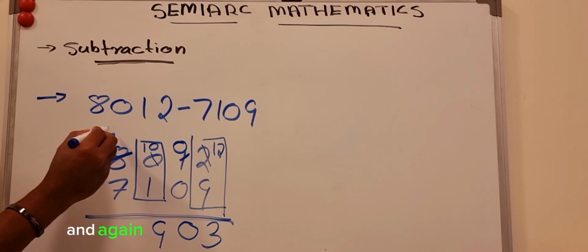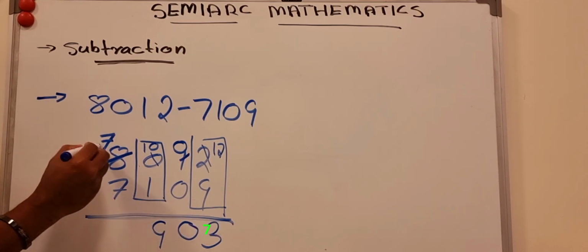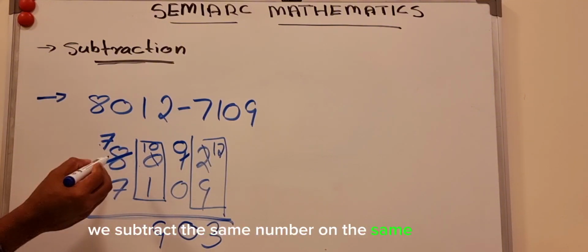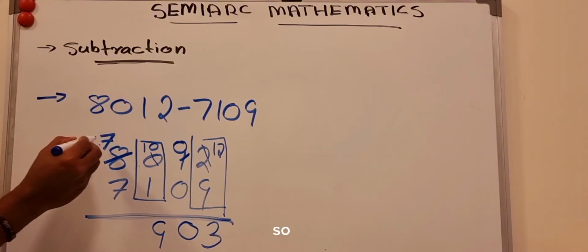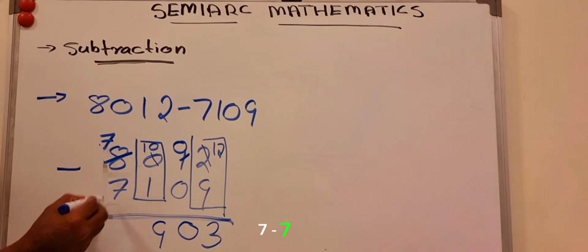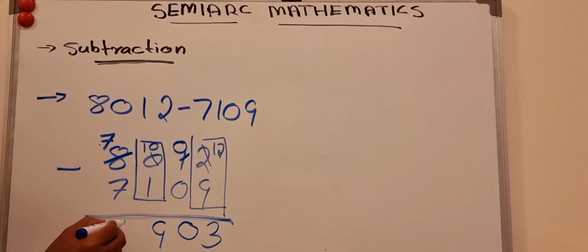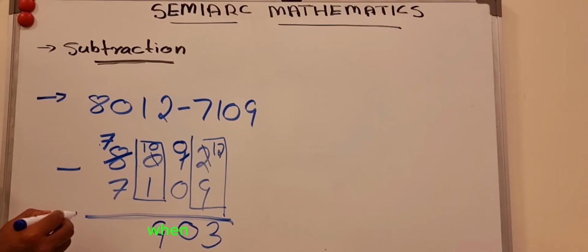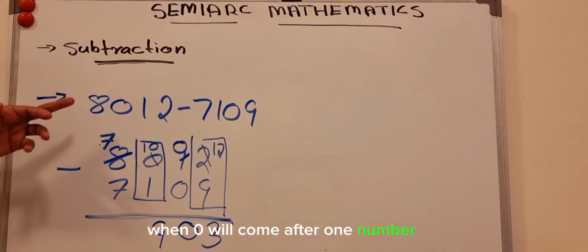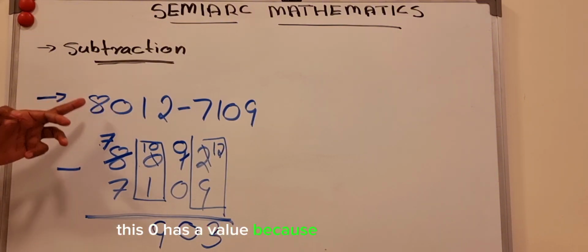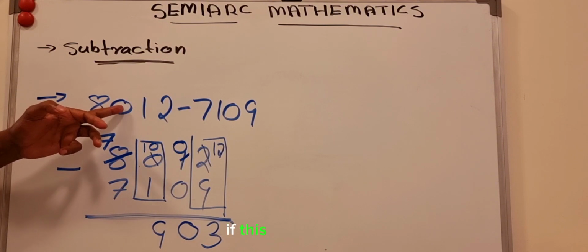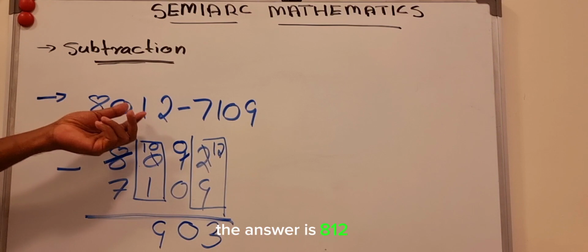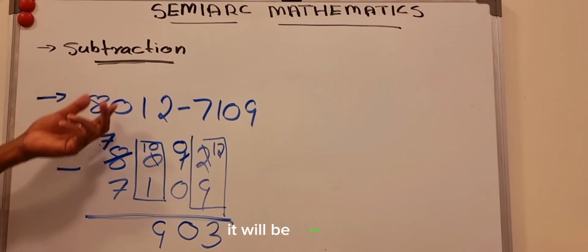And again the same number is subtracted from the same number. 7 minus 7. We discussed that if you subtract the same number from the same number, the answer is always 0. So 7 minus 7 is 0. In the earlier class we discussed that 0 has a value when it comes after another number. For example, this 0 has a value because it is coming after 8. If the 0 is here, there is no value for the 0. The answer is 812. If the 0 comes here, it will be 8012.